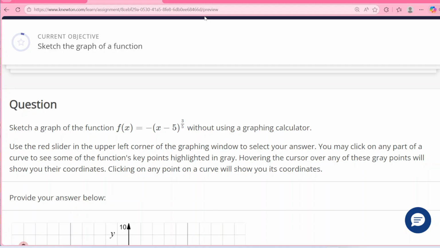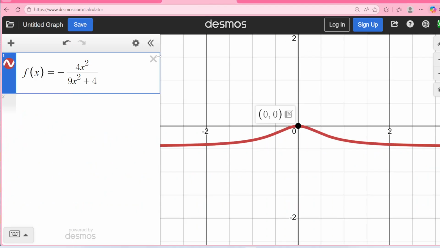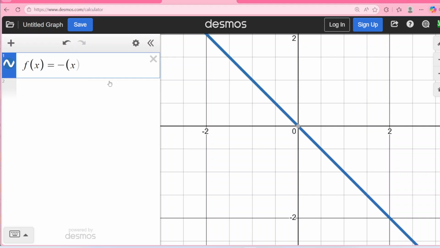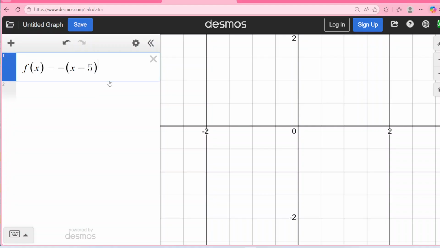Now let's take a look at Desmos. And f of x equals, there was a negative, and then the quantity x minus 5 to the 3/5 power.